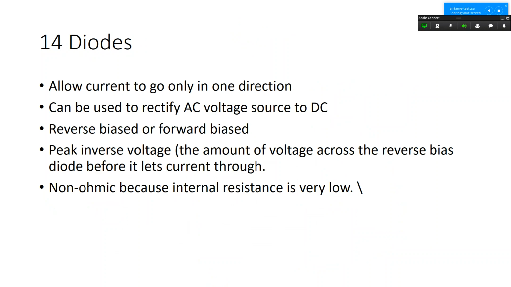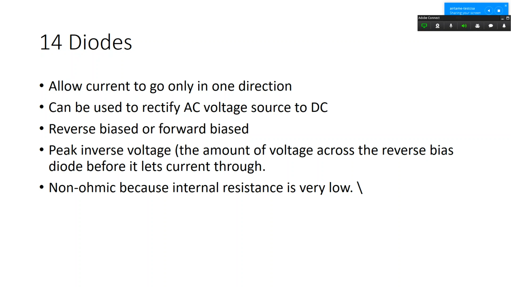All right. Moving on, we talked about diodes. There's some very basic theoretical principles on diodes that's important. One is that they only allow current to go in one direction. Right? You can use that to your advantage to rectify an AC current, making it into a DC current.